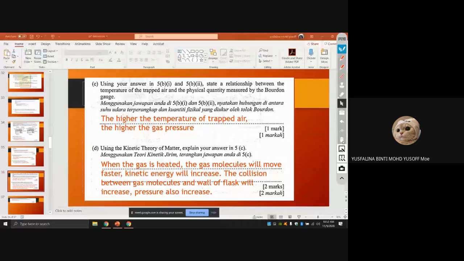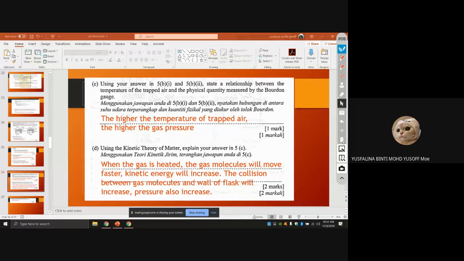Using your answer in 5B1 and 5B2, state the relationship between the temperature of trapped air and the physical quantity measured by the Bourdon gauge. The Bourdon gauge measures the gas pressure. So the higher the temperature of the trapped air, the higher the gas pressure. Using the kinetic theory of matter, explain your answer in 5C. So why do you say the higher the temperature, the higher the gas pressure.